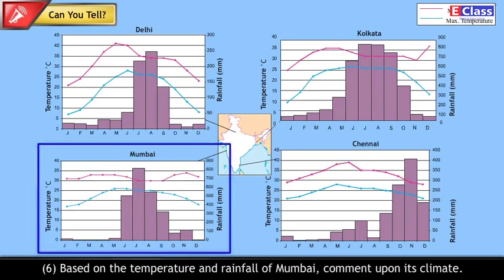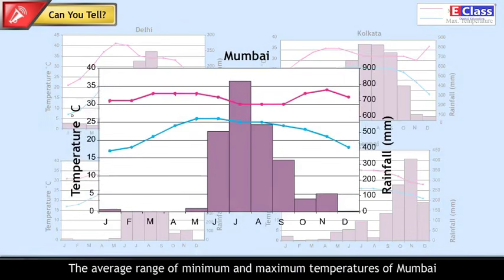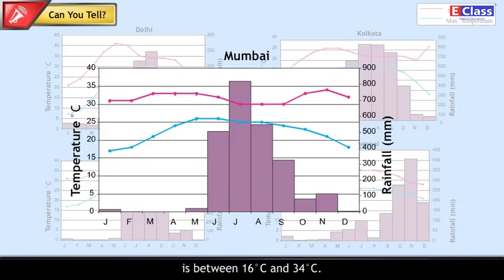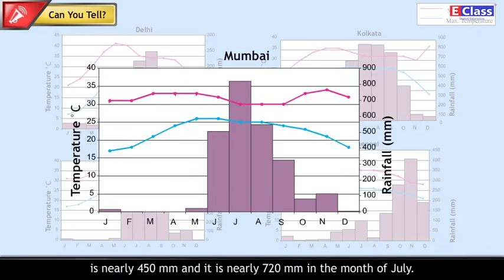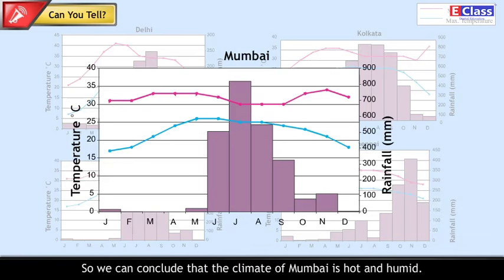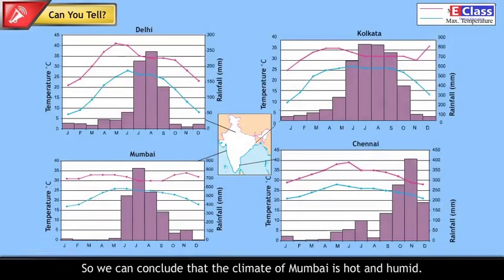Based on the temperature and rainfall of Mumbai, comment upon its climate. Answer. The average range of minimum and maximum temperatures of Mumbai is between 16 degrees Celsius and 34 degrees Celsius. In Mumbai, the amount of average rainfall in the month of June is nearly 450 millimeters and it is nearly 720 millimeters in the month of July. So we can conclude that the climate of Mumbai is hot and humid.